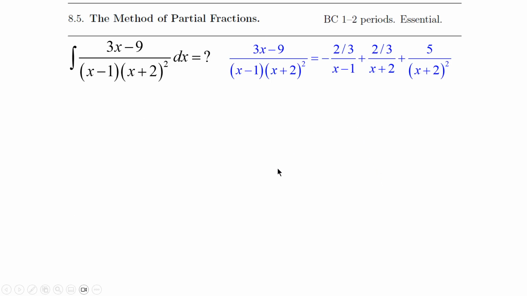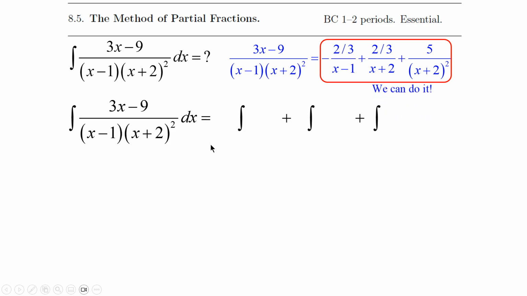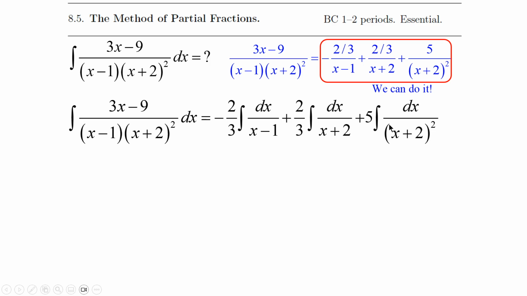Now we're ready to do the antiderivative of all of this, which we're pretty darn good at. So let's rewrite this as: bring the negative 2 thirds out, dx over x minus 1, plus 2 thirds, dx over x plus 2, and then bring the 5 out, dx over x plus 2 quantity squared.